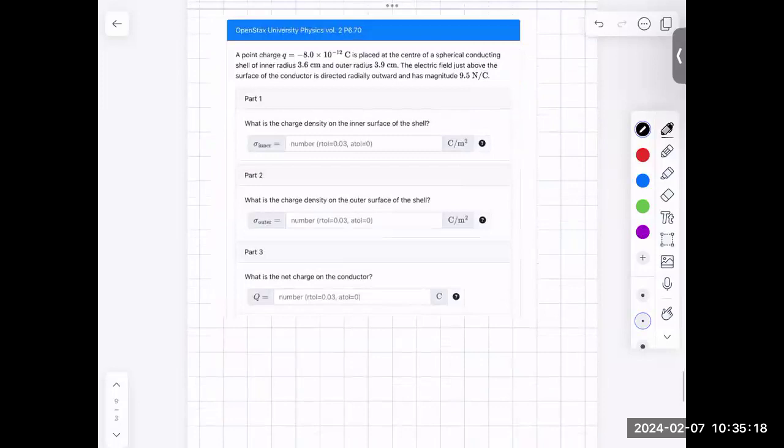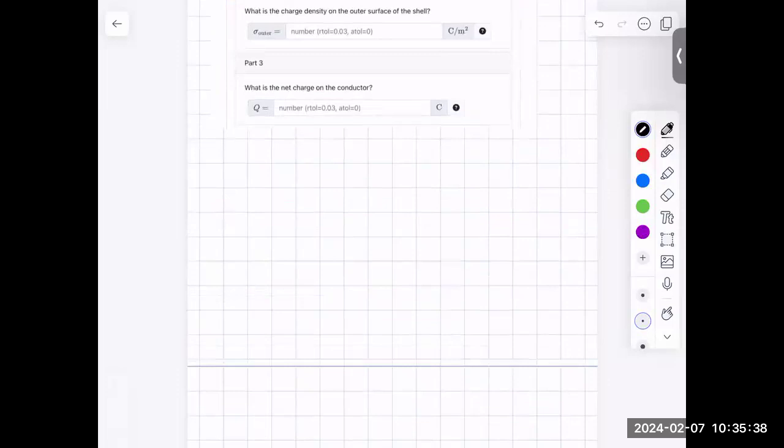So what the problem says is that there's a point charge in the center of a spherical shell. And what we need to do is find the charge density on the inner surface and the outer surface. And then part 3 is what's the net charge on the conductor. All right, so I can draw that again.